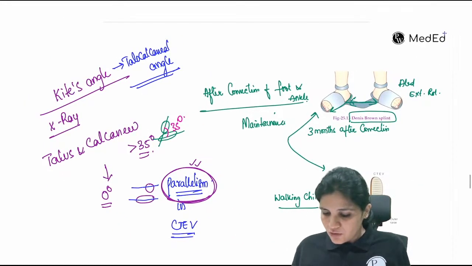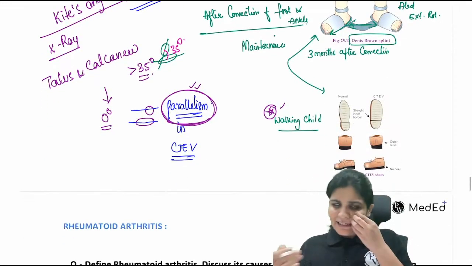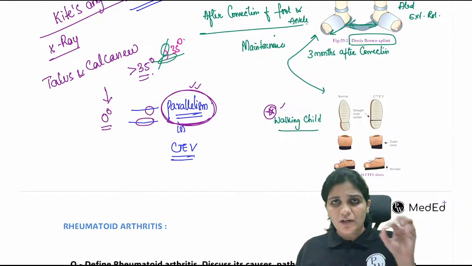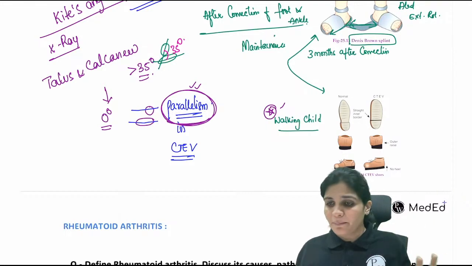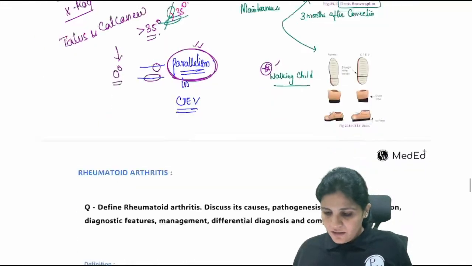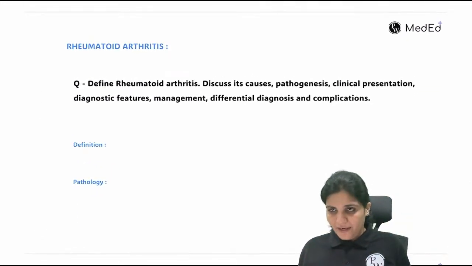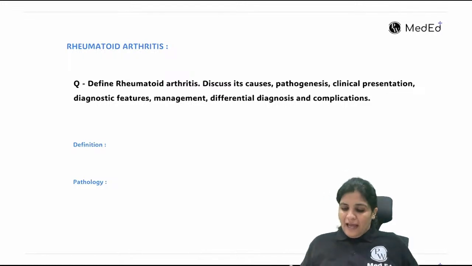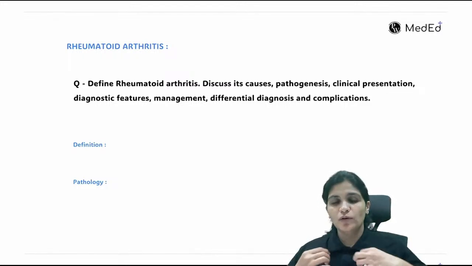Fine. And also, whenever you're writing about CTEV, you have to mention, underlining, walking child, and put CTEV. And there is nothing more to write about CTEV. 1, 2, 3. First, straight inner border, outer rise, no heel. That's it. Your marks are done. That is how you have to present. It should be in a presentable format. That is important. And now finally, we are done with pediatrics.